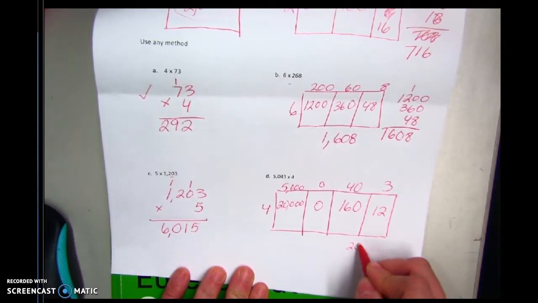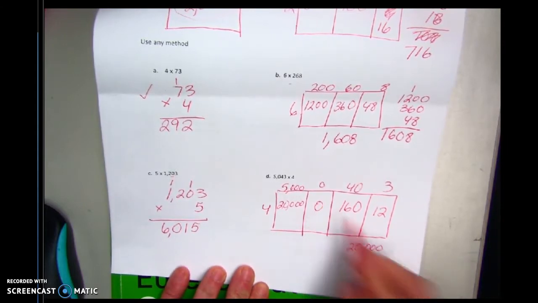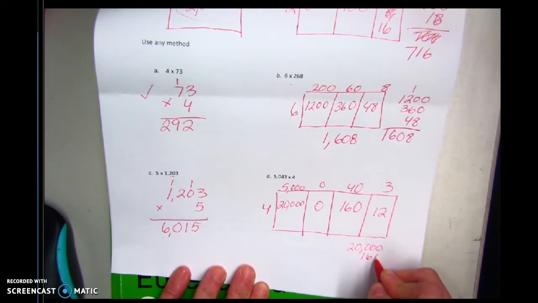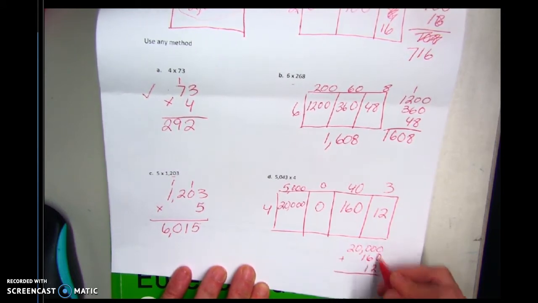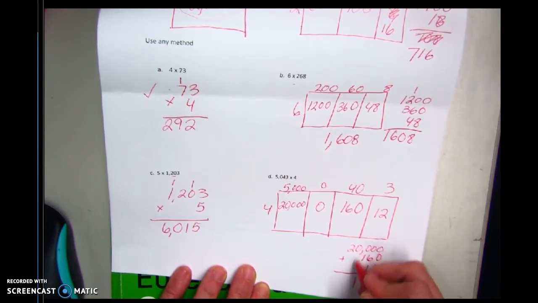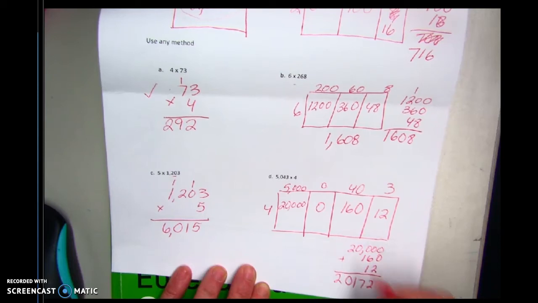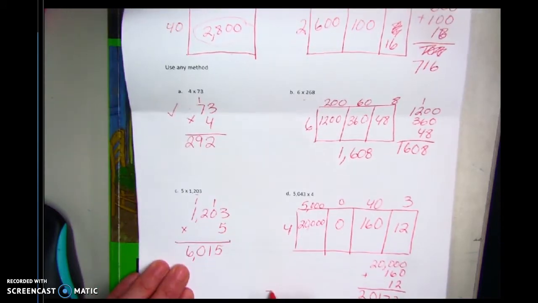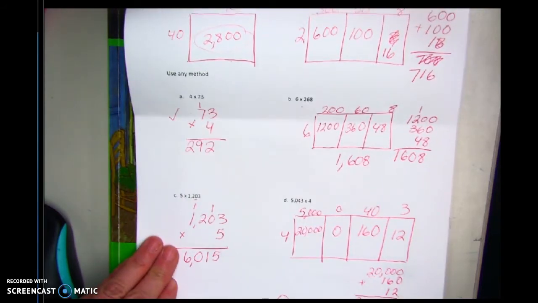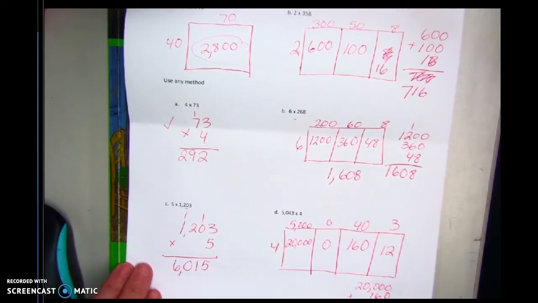When I line them up, I'm going to put 20,000. I'm not going to add my 0 in. 12. I line them up. I get 2, 7, 1, 0, and 2. So my answer is 20,172. Down at the bottom, let me know how many you missed on that page. And turn the page.